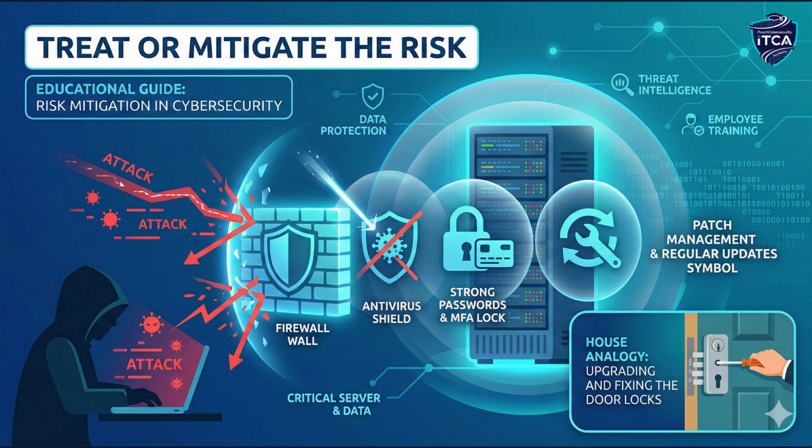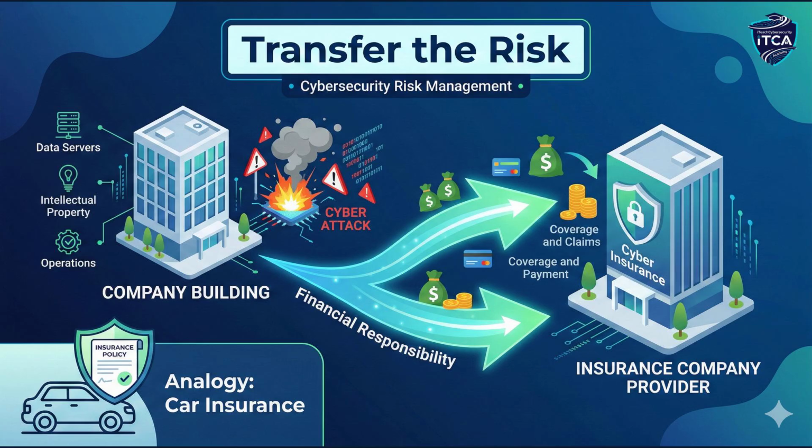A simple analogy is fixing the lock on your door. The threat may still exist, but the vulnerability is reduced. This is the most common form of risk treatment in cybersecurity. Option 2, transfer the risk. Transferring risk means making someone else responsible for the damage if the risk occurs.